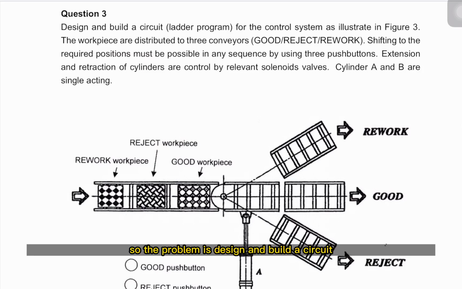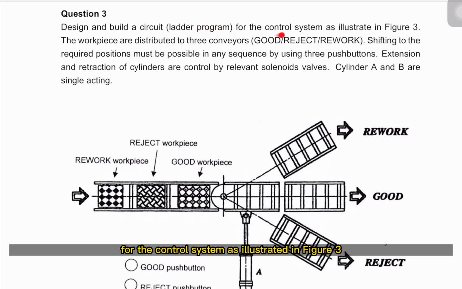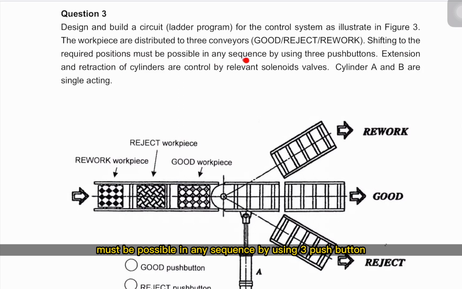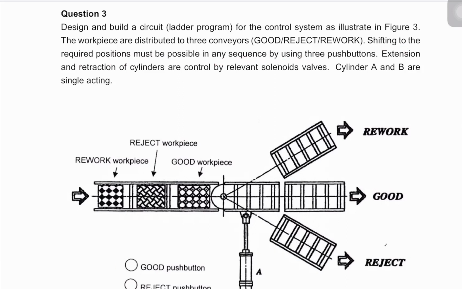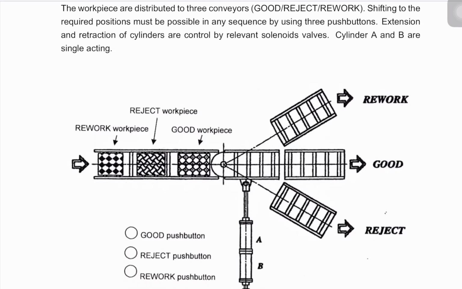The problem is to design and build a circuit using a ladder diagram for the control system as illustrated in figure 3. The workpieces are distributed into 3 conveyors, which are good, reject, and rework. Shifting to the required position must be possible in any sequence by using 3 push buttons. Extension and retraction of the cylinders are controlled by the relevant solenoid valve. Cylinders A and B are single acting cylinders.